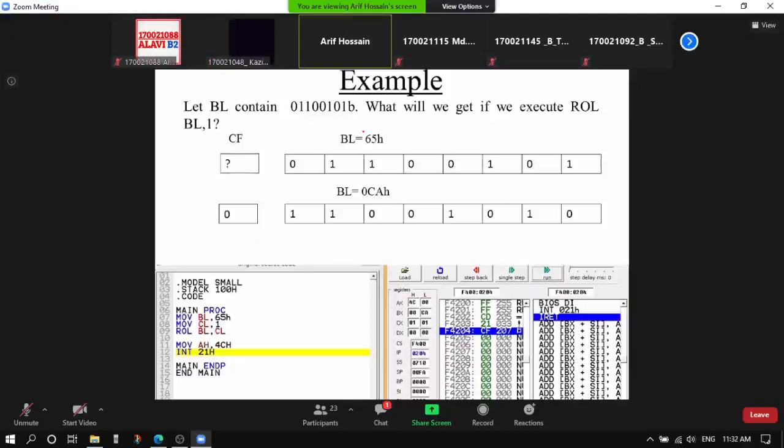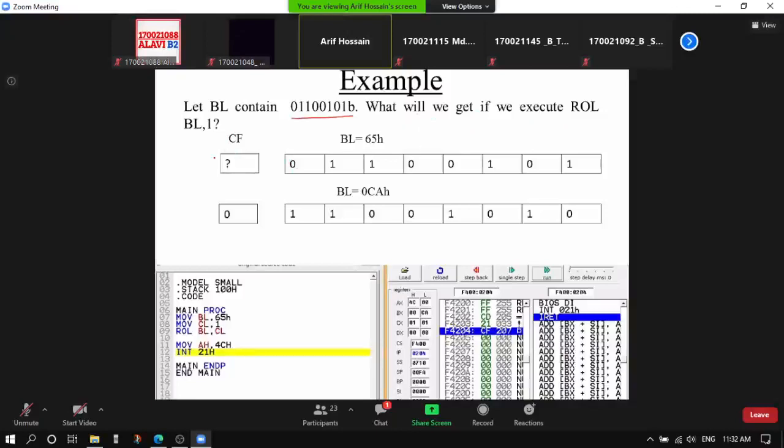All right, moving on. Sorry, sir. No problem. Okay, so say BL contains these values. If you convert that into hex, BL basically contains your 65H. So we have written BL over here. The question is, what will we get if we execute rotate left BL, 1?